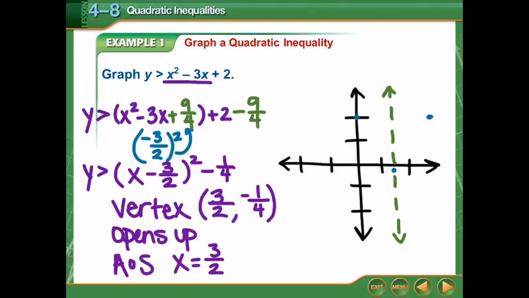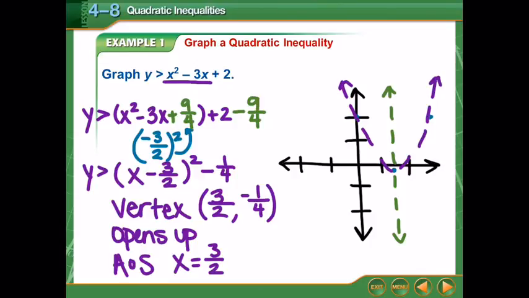Since it says that y is greater than, the first thing we're going to do, anytime it's greater than or less than, is a dashed line to connect our parabola. So I'm going to do a dashed line drawing our parabola going through our points. If it was greater than or equal to or less than or equal to, we would have drawn a solid line for our parabola. Okay, the next thing is we have to figure out if we're going to shade inside our parabola or on the outside of our parabola.